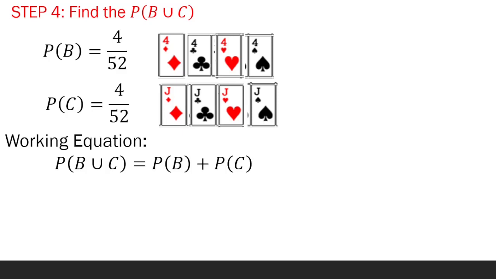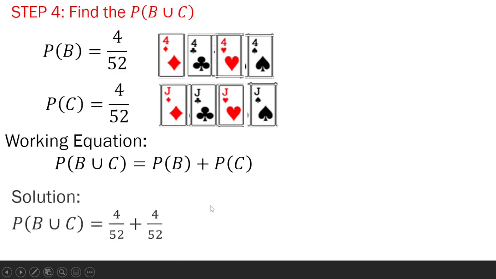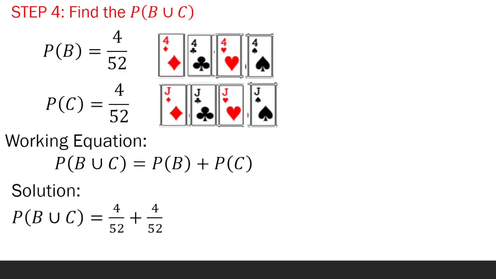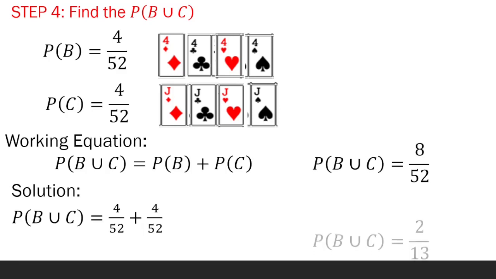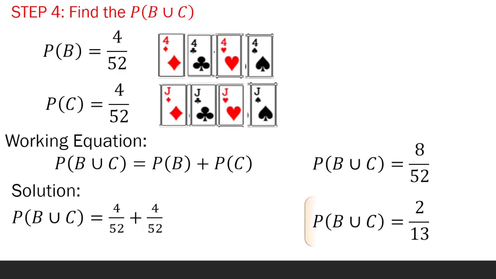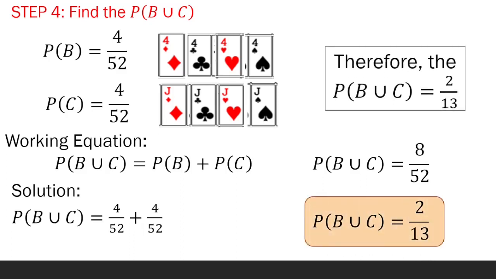And with that, substituting the probability of getting a 4 and the probability of getting a jack, that is equal to 4 over 52 plus 4 over 52. 4 plus 4, that is 8. We will now have 8 over 52. Now, 8 over 52, simplifying it, we will get 2 over 13. Therefore, the probability of getting a 4 or getting a jack or both is 2 over 13. So, that's how we answer letter B of number 1.